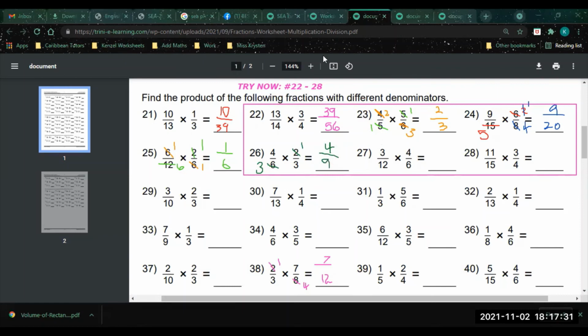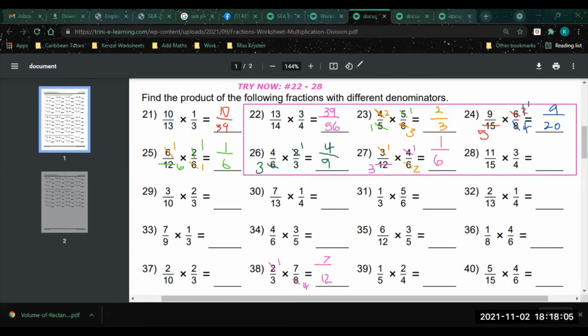And then this next question here, 3 could go into 6 two times. So 3 into 3 is 1, 3 into 6 is 2. And you could go diagonal the other way. 4 could go into 4 one time, 4 could go into 12 three times. You have 1s at the top here, so nothing can reduce anymore. So 1 by 1 is 1, and then 3 by 2 is 6. So you get 1 over 6.